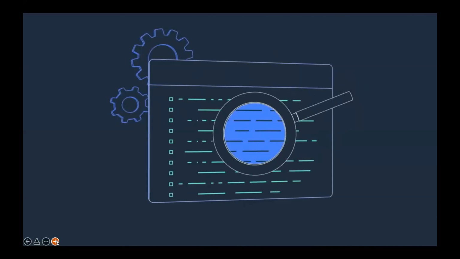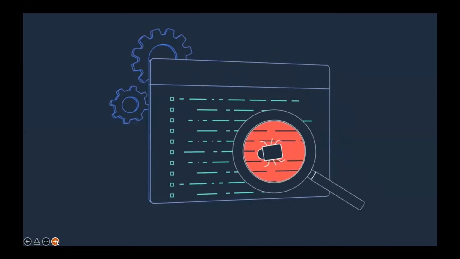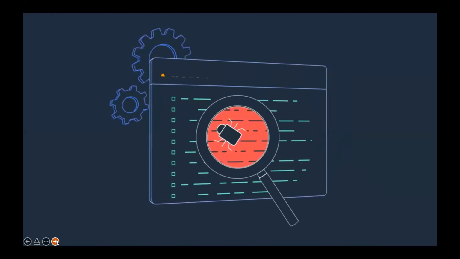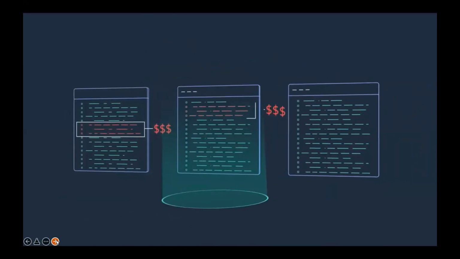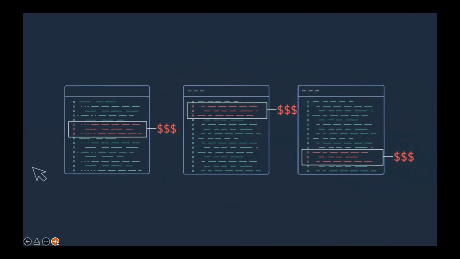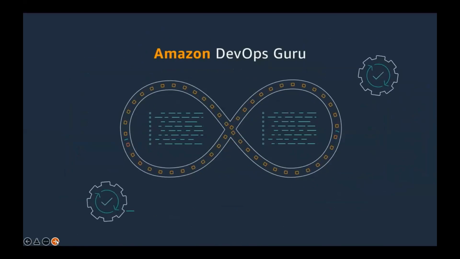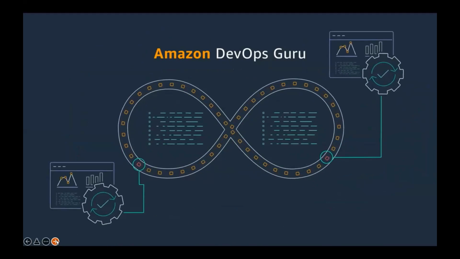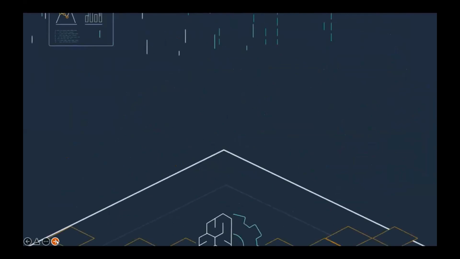For example, build automated code reviews to detect hard-to-find bugs and security vulnerabilities directly into your code deployment pipelines with Amazon CodeGuru Reviewer. Pinpoint the most expensive lines of your application's code and identify and remove code inefficiencies with Amazon CodeGuru Profiler. Or use Amazon DevOps Guru to automatically detect deviations from normal operating patterns, identifying operational issues long before they impact customers.